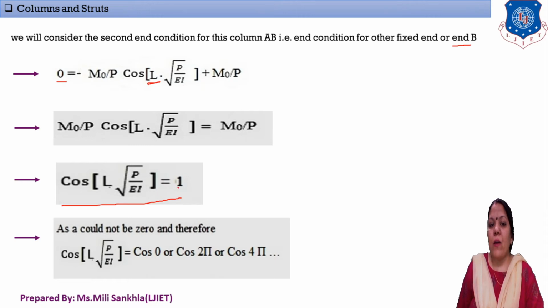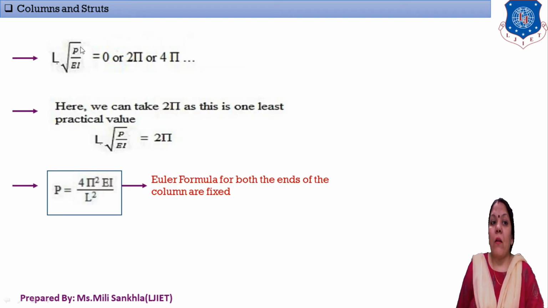Now if I convert this 1 into cos, what is the value of 1 in terms of cos? Cos 0 is equal to 1. So cos(L√(P/EI)) is equal to cos 0, cos 2π, because cos 2π is equal to 1, cos 4π is equal to 1. Now for L√(P/EI), if I take 0, then this term is again 0, but there is no meaning in proving this derivation, so I take 2π here. If I take 0, it means the overall value of this Euler load is equal to 0. It is not possible, so here we take the value 2π.